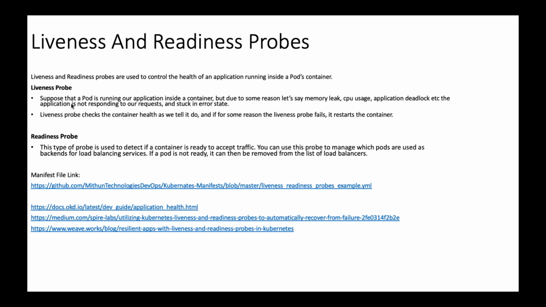How will Kubernetes identify by default whether the pod is running properly? By default, it will just check the process. Suppose in case of a Tomcat web application, it will just check whether the Tomcat process is running or not. But will it actually check whether the application is healthy, whether it is working properly?